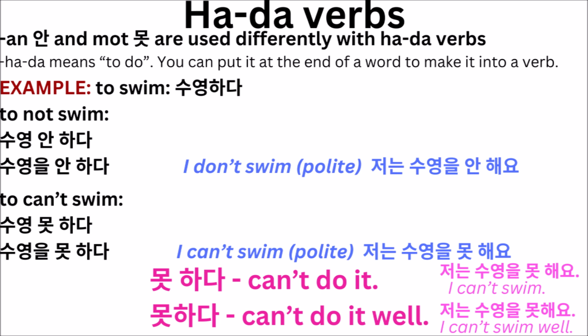In our example, I can't swim, 수영을 못해요. It means I'm not going to drown, but I'm not going to be able to show you a front stroke with anything resembling perfect technique either. A space means I can't do it at all. No space means I can't do it very well.